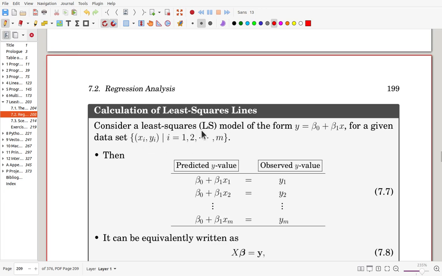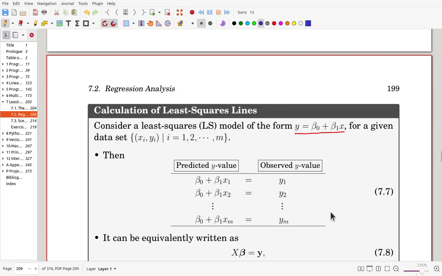Now we consider the least squares model of the form y equals beta 0 plus beta 1x for a given data set. Then for each point we have an observed y value. At x1, the observed y value is this one, so for the model we have this equation. And for x2, this is the model, and the observed y value is y2, so we have this one. So for each point we have one equation.